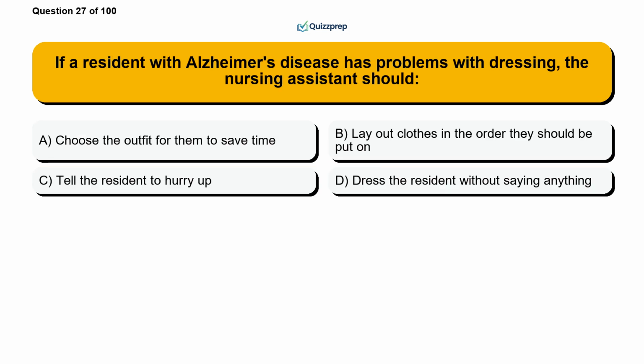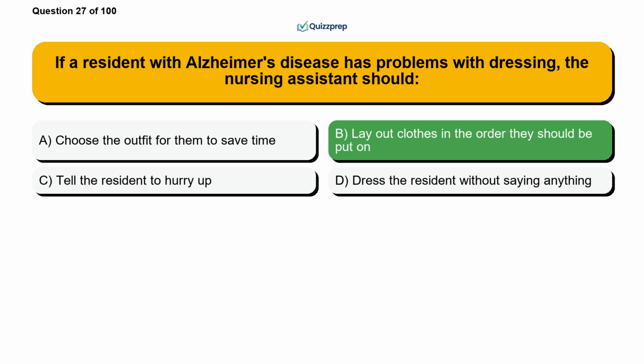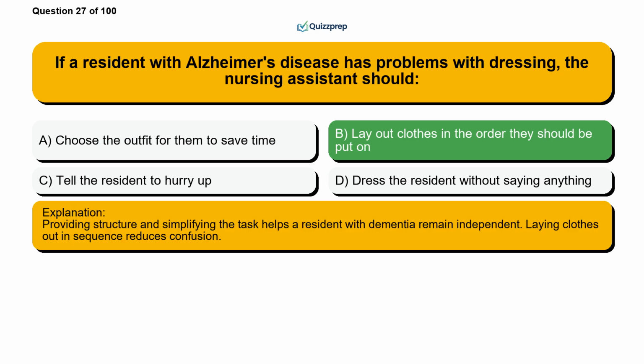Question 27. If a resident with Alzheimer's disease has problems with dressing, the nursing assistant should: Option A, choose the outfit for them to save time. Option B, lay out clothes in the order they should be put on. Option C, tell the resident to hurry up. Option D, dress the resident without saying anything. The correct answer is option B, lay out clothes in the order they should be put on. Providing structure and simplifying the task helps a resident with dementia remain independent. Laying clothes out in sequence reduces confusion.